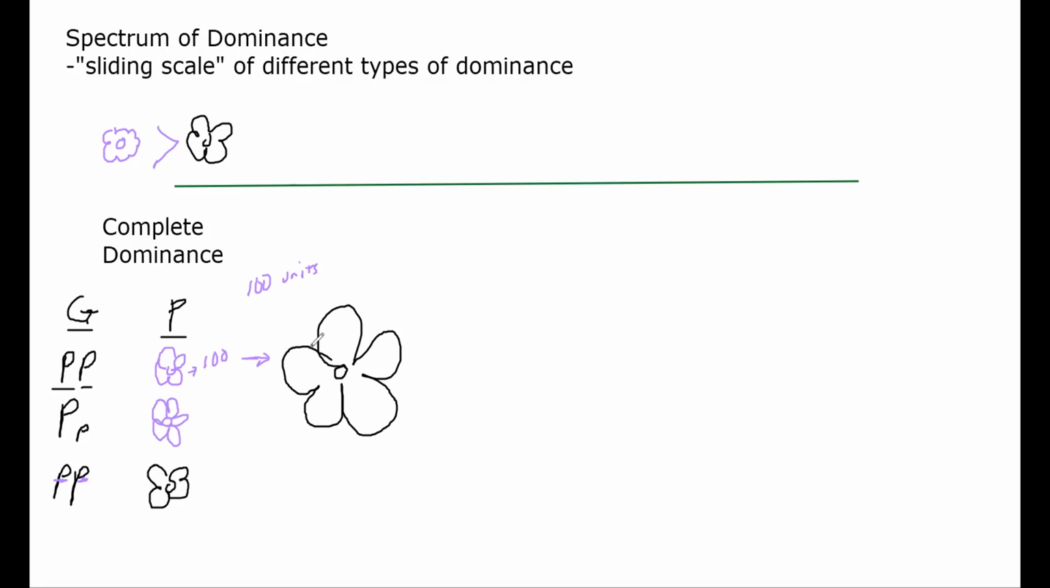And so if you think about it this way, it's not about purple proteins versus white proteins. It's a difference between purple proteins and no proteins. And that's actually why white flowers have white color. It's because how many of those units of purple are they making? They're making 0, and the result of that is a flower that has no color to it.